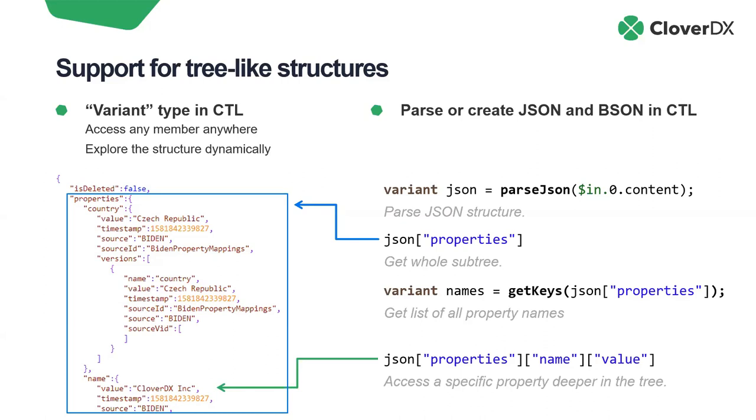We have direct support for parsing JSON and BSON documents into the variant. And of course, you can also go reverse and create JSON or BSON out of the variant that you have there. I'll show you how this can be used very easily to investigate the structure of data that you get back from a web service call, for example, which is a very interesting use case.